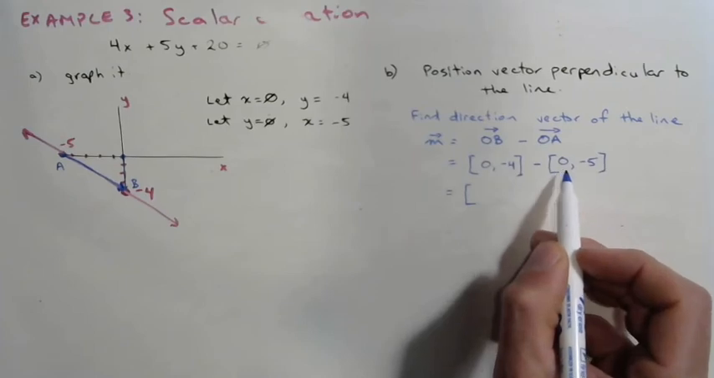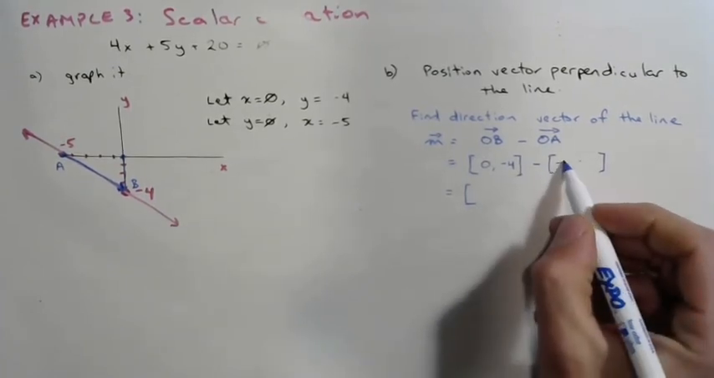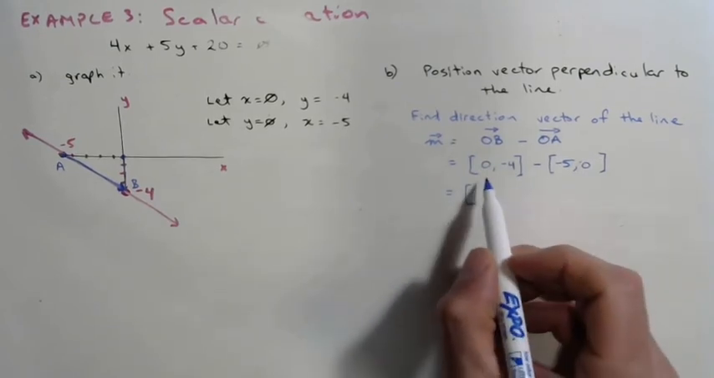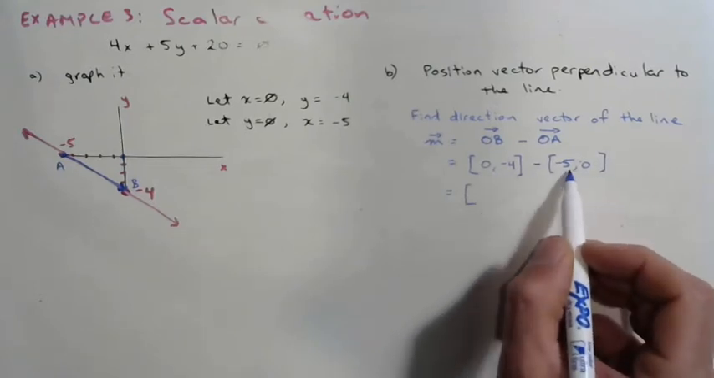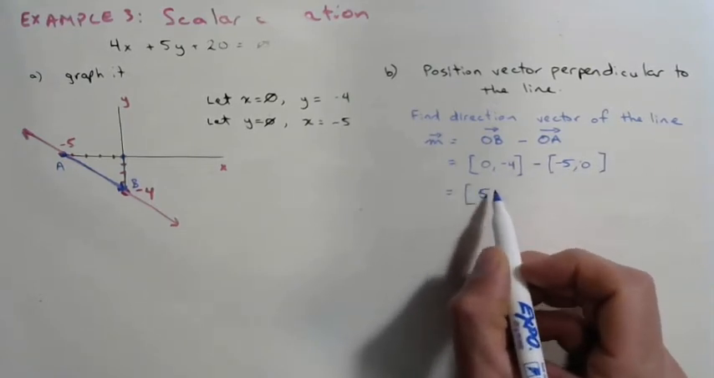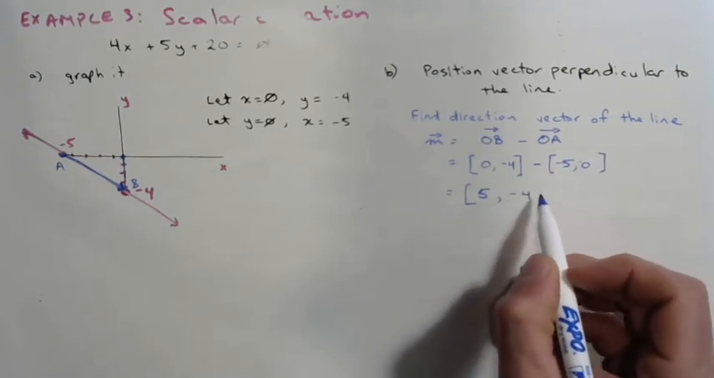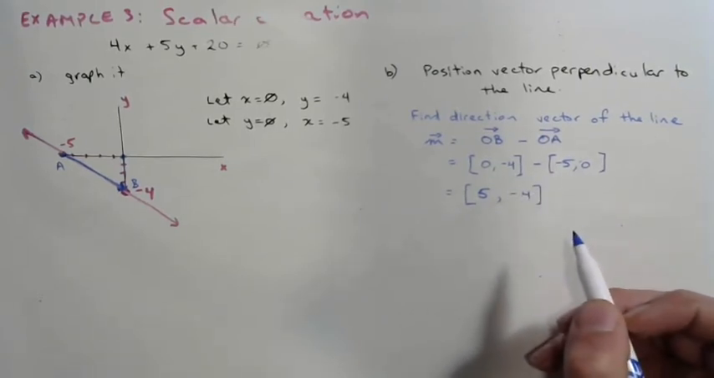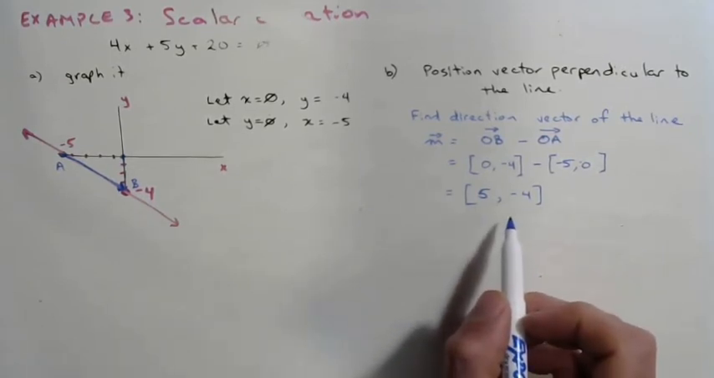Sorry, what did I do here? This is negative 5, 0. Okay. Putting it together, finding the difference will give us our direction vector for the line. So we have 0 minus negative 5. That's 0 plus 5, which is 5. And we have negative 4 minus 0, which is negative 4. All right. That is the direction vector.